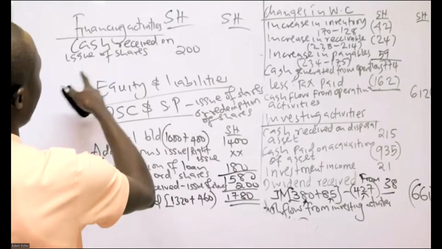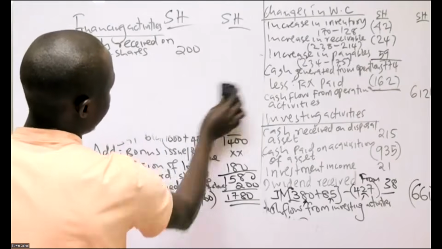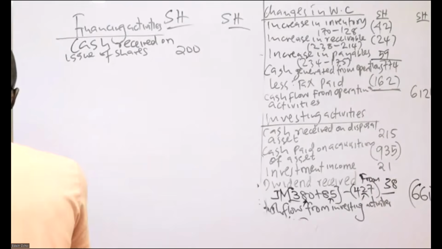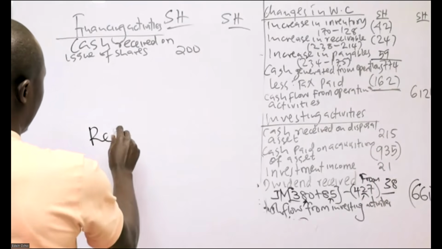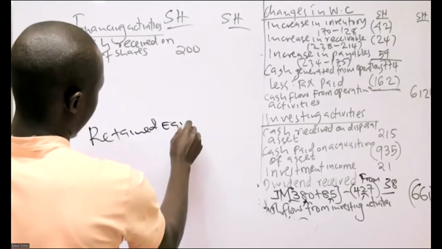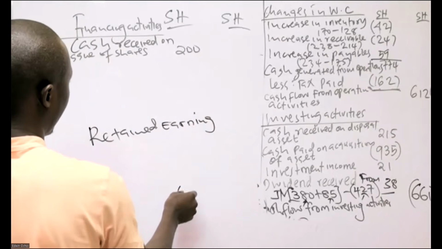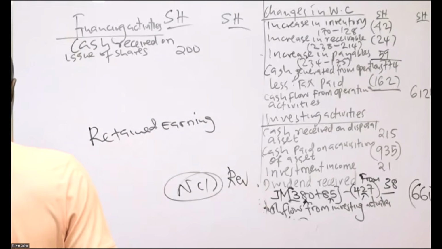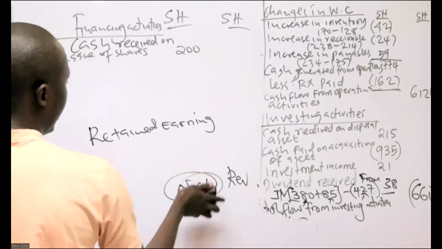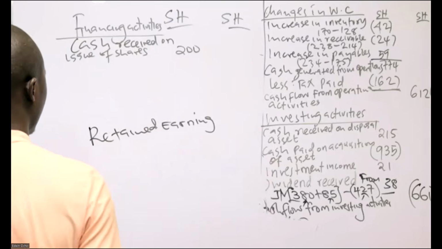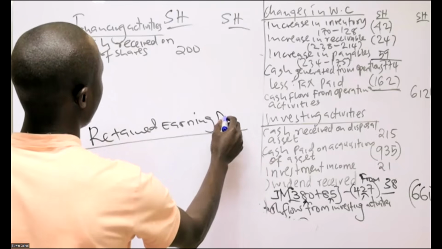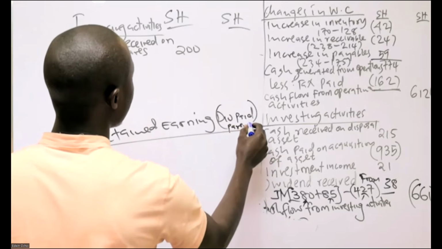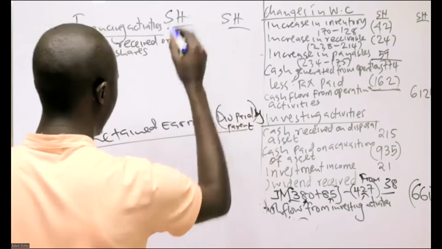So after we have the cash received on issue of shares, the 200, the next thing we talk about is now the retained earnings. Under the retained earnings, I have skipped the revaluation because the revaluation will affect our NCI, the non-controlling interest. That is why we record the revaluation later. So for now, let's do the retained earnings. Why do you do the retained earnings? You carry out the retained earnings workings to determine the dividends paid by parents.